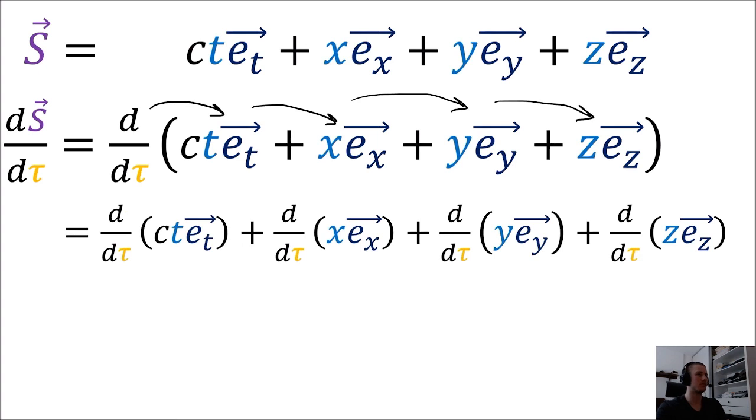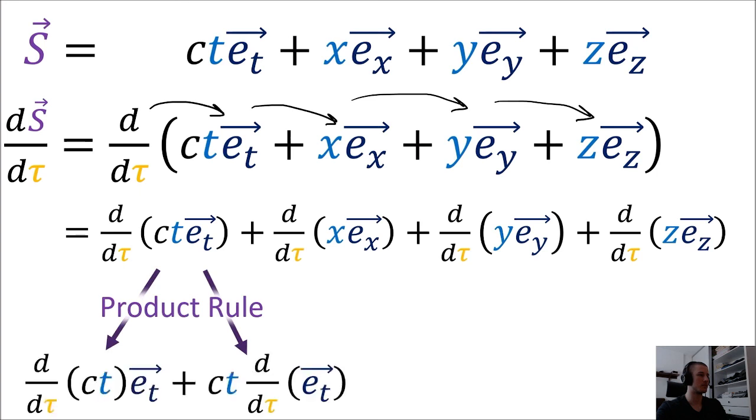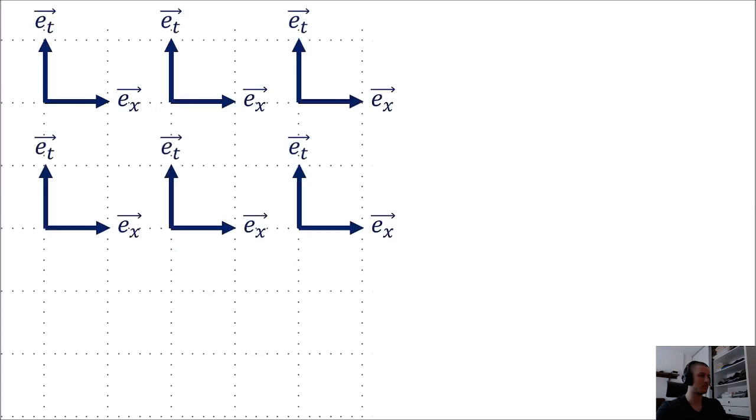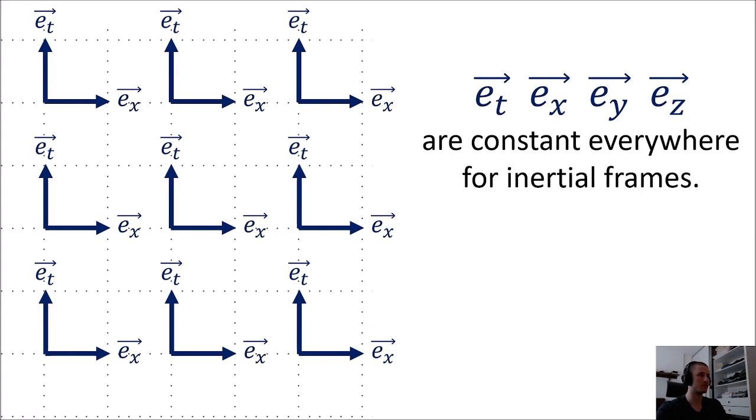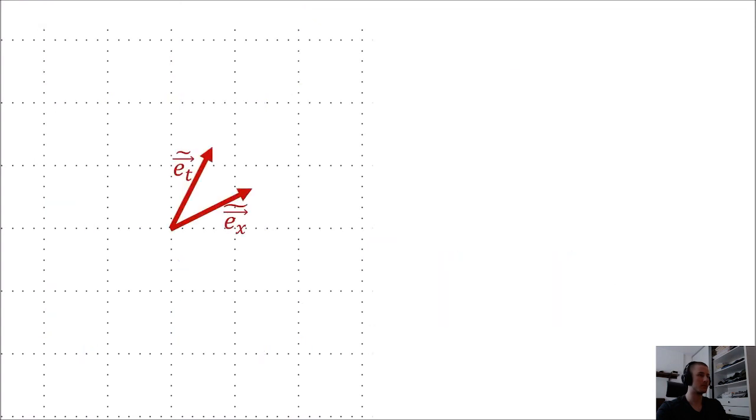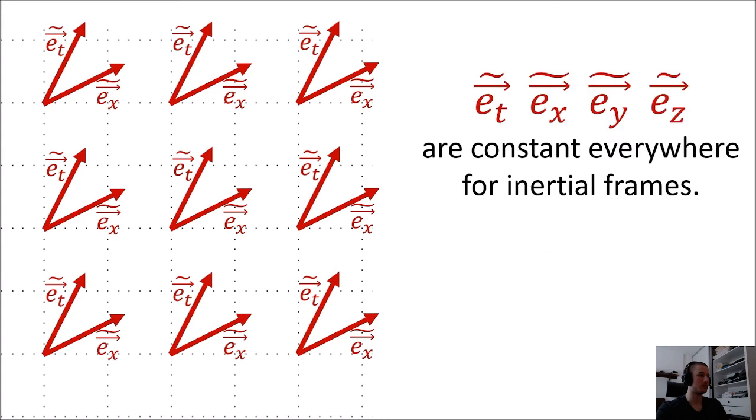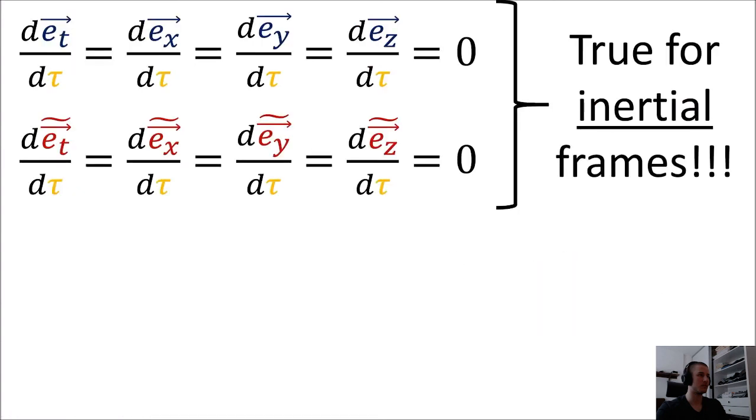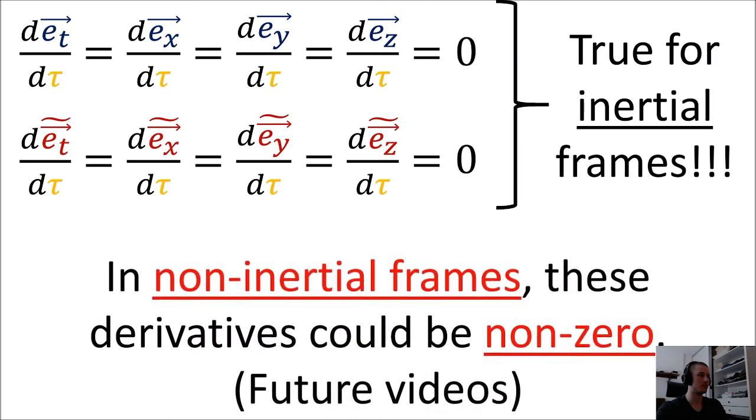Now normally, we would take one of these four derivatives and do product rule with it, getting a term with the derivative of the components plus a term with the derivative of the basis vector. However, in the case of inertial reference frames, basis vectors are constant everywhere in spacetime, so the derivative of a basis vector is 0 for inertial frames. In future videos, when we deal with non-inertial frames, we're going to see that these derivatives of the basis vectors are actually non-zero. But for this video, we're dealing only with inertial frames, so the derivative of the basis vectors are 0.